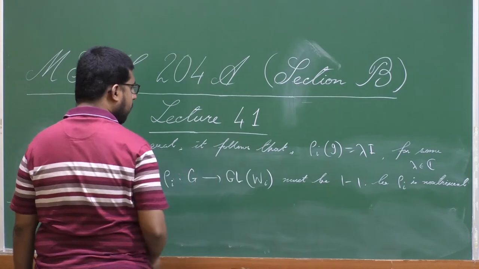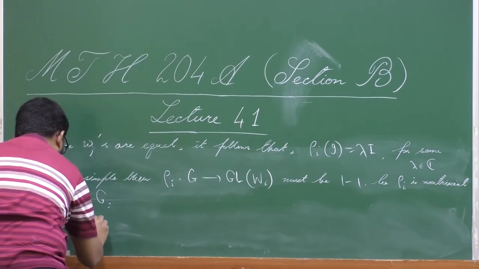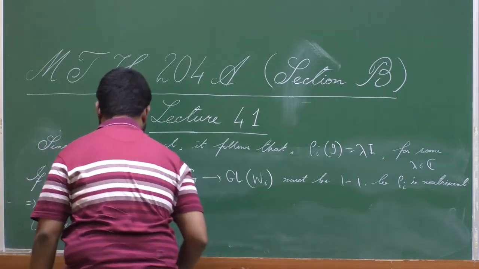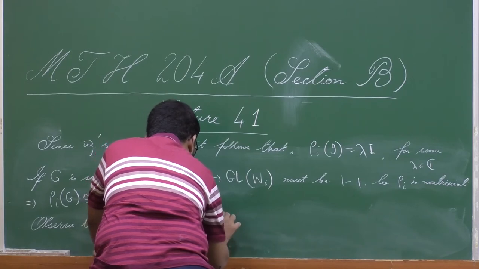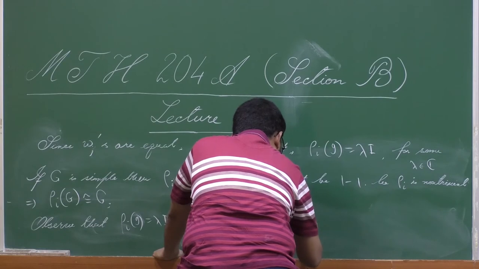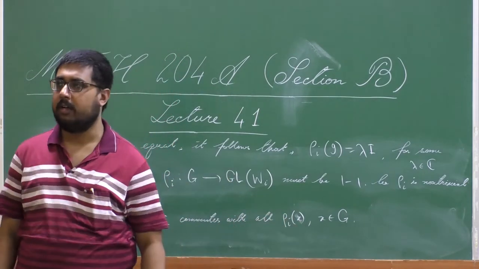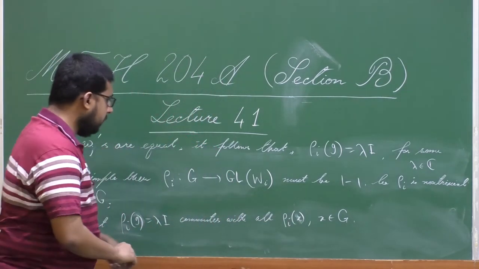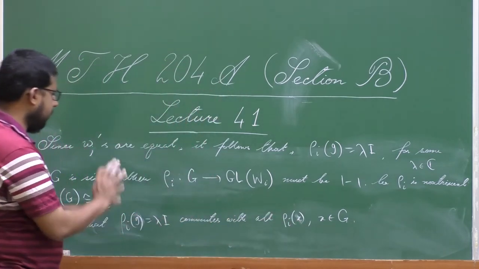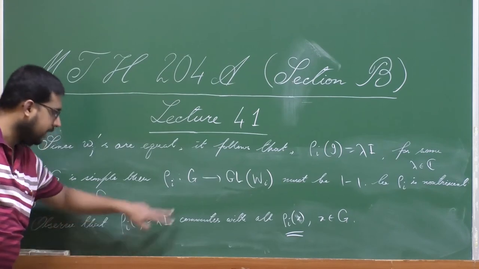Now you see that this small rho_i(G). Now observe that rho_ij, namely this scalar multiple of the identity, actually commutes with all rho_i(x), where x in G. I cannot say this is G-invariant, so let me again frame my argument. So this lies in GL(W_i), okay? And this, being a scalar multiple of identity, lies in the center of GL(W_i).